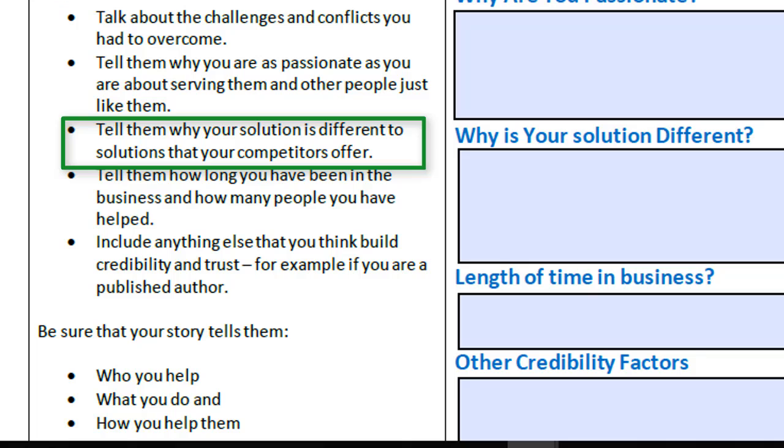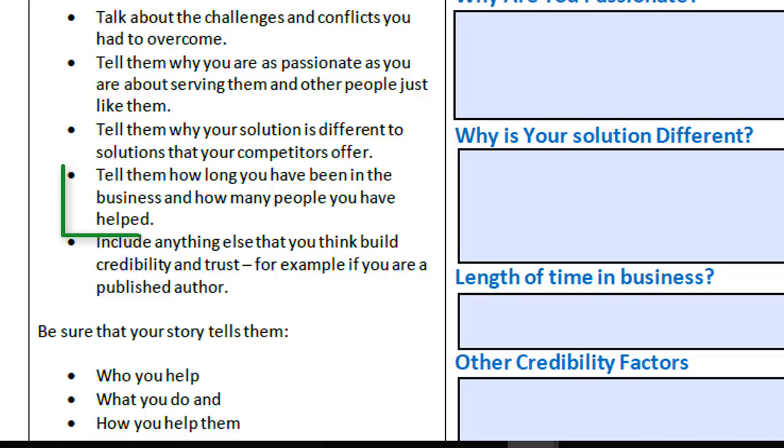Because, hey, none of us have got anything new. We all sell something that everybody else sells. So what often determines whether we sell the product or the service to somebody as opposed to somebody else is whether our visitors and our clients and our prospects actually relate to us on a human level.